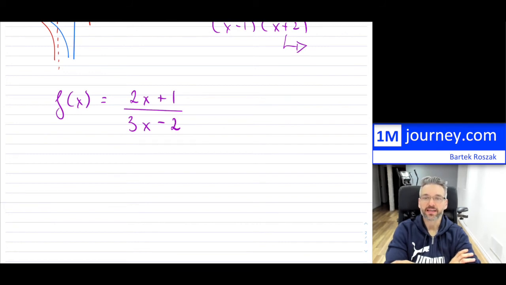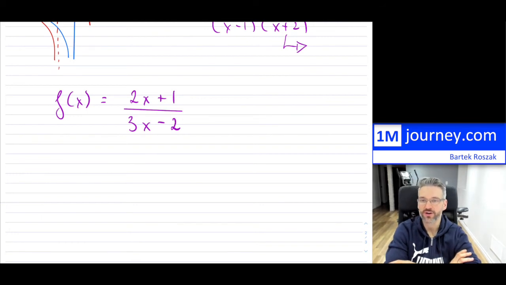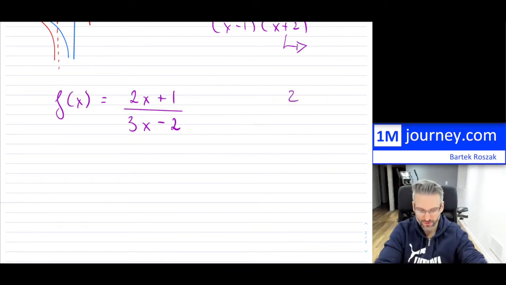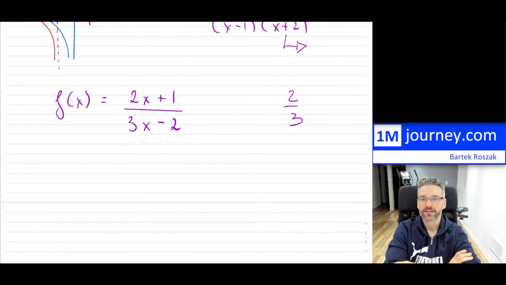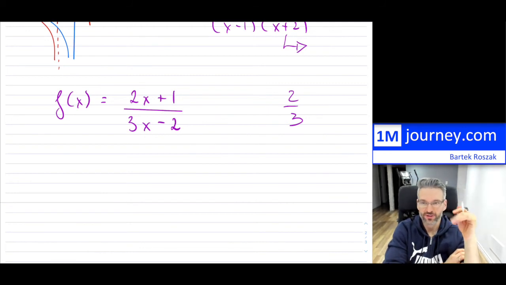So what could we deduce from here in terms of the asymptotes? We know we're going to have a vertical asymptote because there's going to be a 0 in the denominator. It looks like it's going to be at 2 over 3. So there's going to be a vertical asymptote there at 2 over 3. Okay, that's great. Do we have any holes? It doesn't look like it, because if you take the numerator and the denominator, they don't have any factor in common. So there are no holes there.